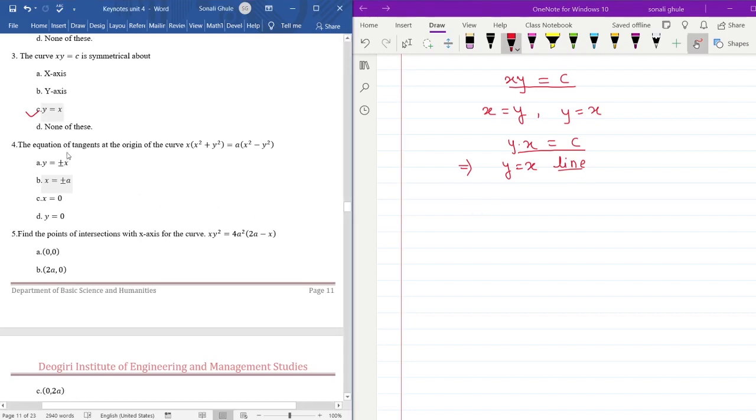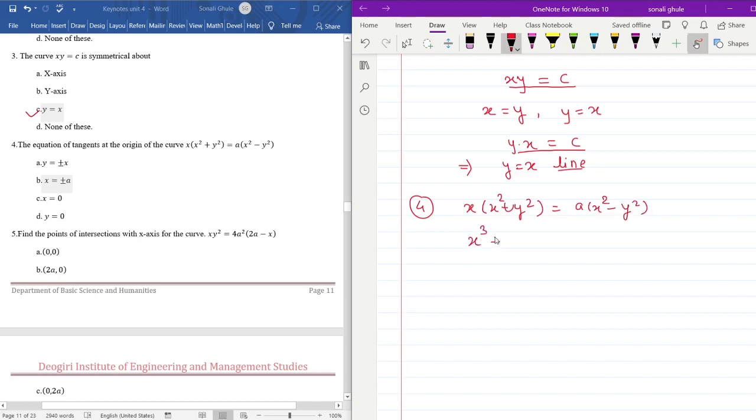Okay. Then for the fourth question, we have to find the tangent at origin. So already I told you how to find the tangent at origin. Simply you have to search for the lowest degree term and equate that term to 0. So first of all, open your brackets. x cube plus xy square equals ax square minus ay square. Degree for the term is 3. Here also it is 3. Here it is 2, here it is 2. We don't count the degree for constant terms.